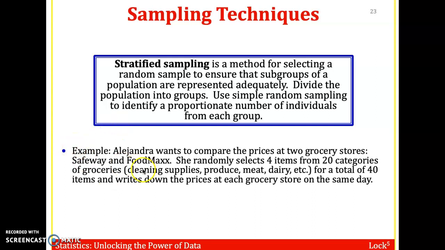As a non-political example, suppose Alejandra wants to compare prices at 2 grocery stores, Safeway and Food Max. She can randomly select 4 items from 20 categories of groceries, so cleaning supplies, produce, meat, dairy, for a total of 40 items, and write down the prices at each grocery store on the same day. So to make sure she doesn't go in and only check, say, the meat, maybe Food Max is much cheaper in terms of their meat, but not in terms of their produce, she makes sure that she gets a couple of produce items, meat items, dairy items, and so on. So that would be stratified, to make sure you get all the different subpopulations.